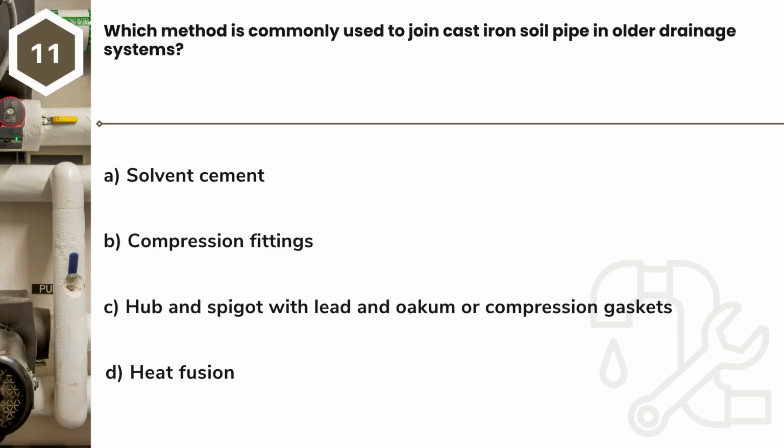Question 11. Which method is commonly used to join cast iron soil pipe in older drainage systems? A. Solvent cement. B. Compression fittings. C. Hub and spigot with lead and oakum or compression gaskets. D. Heat fusion.